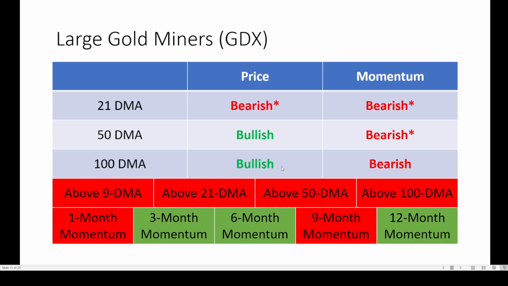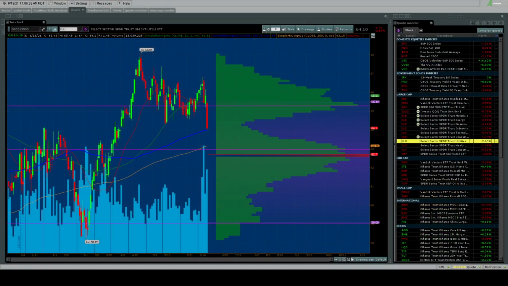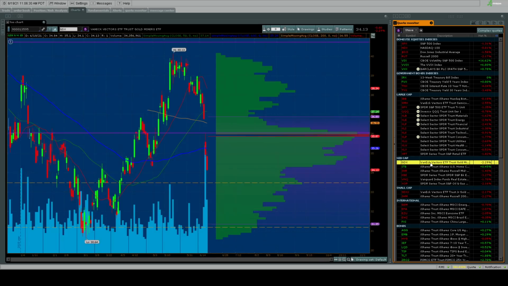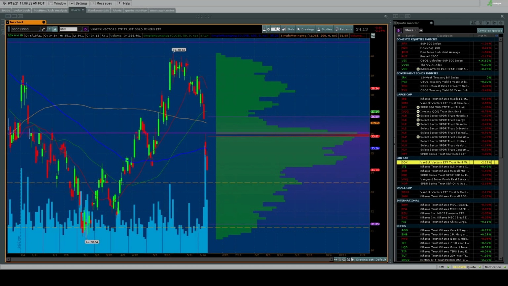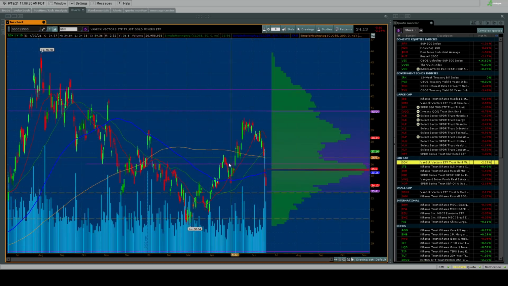1 month momentum went red, negative and falling. 9 month momentum is now negative and falling. Putting notice, the 3, 6, and 12, not long. Probably the 3 will come next. Let's take a look at GDX because this was supposed to be the rally. Let's move out. That everyone was talking about. This was going to be it.